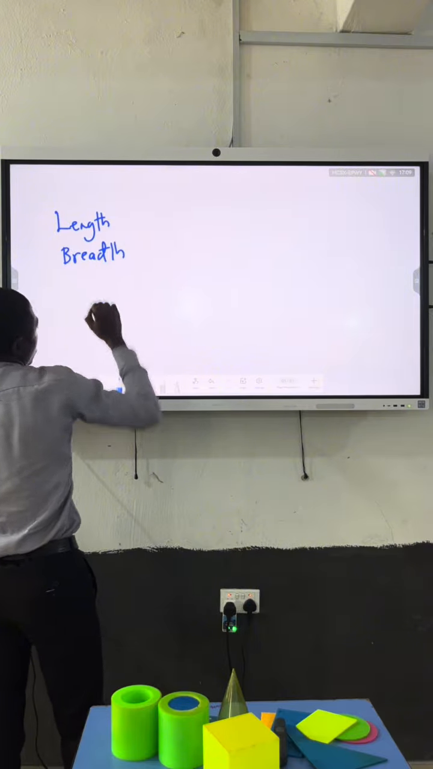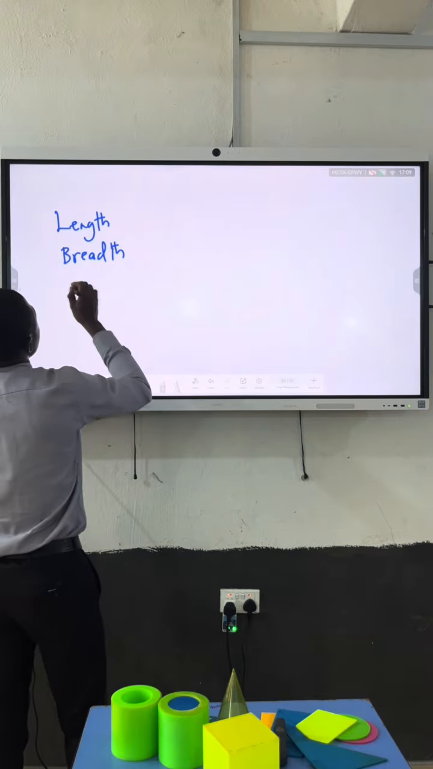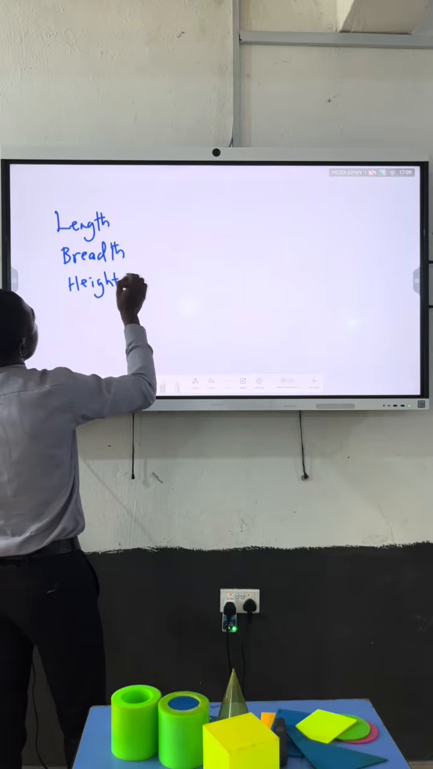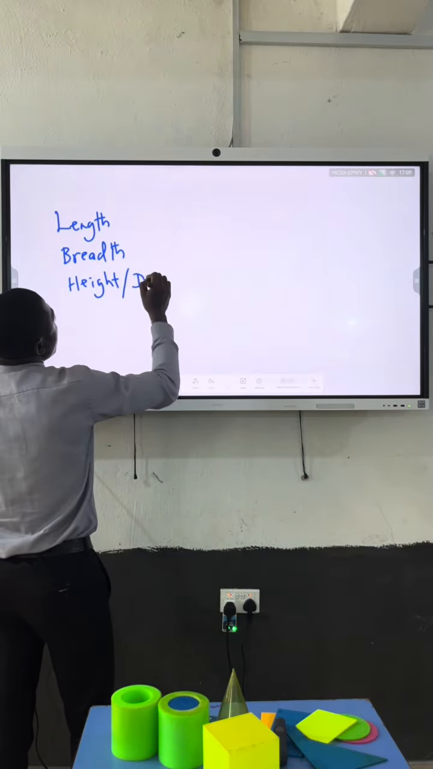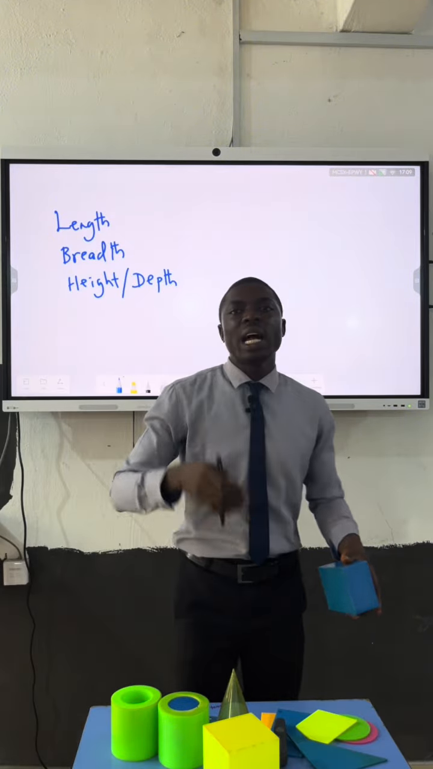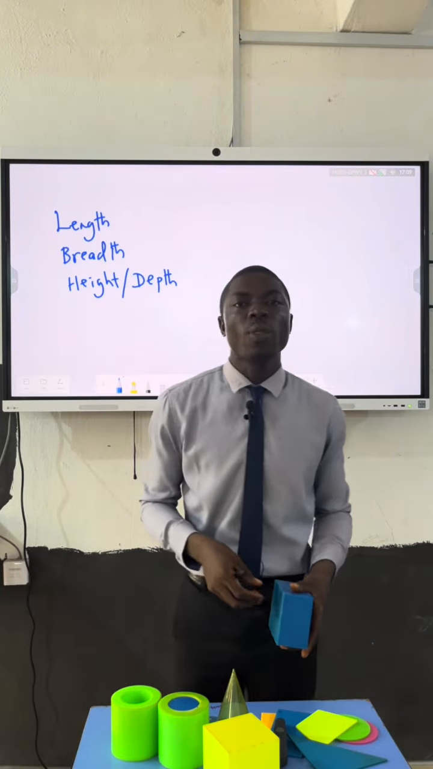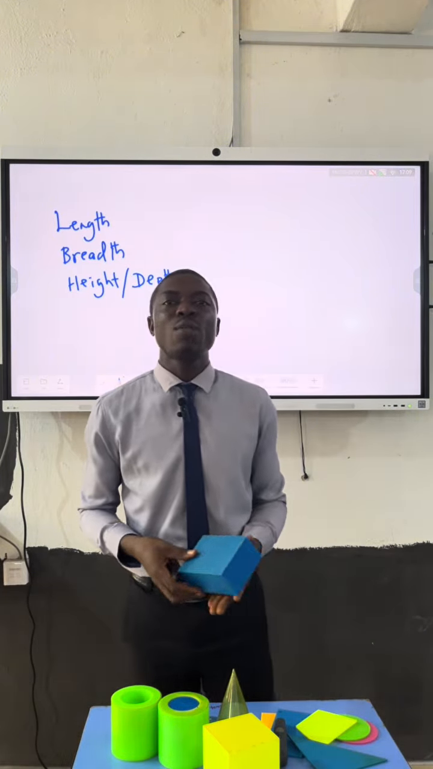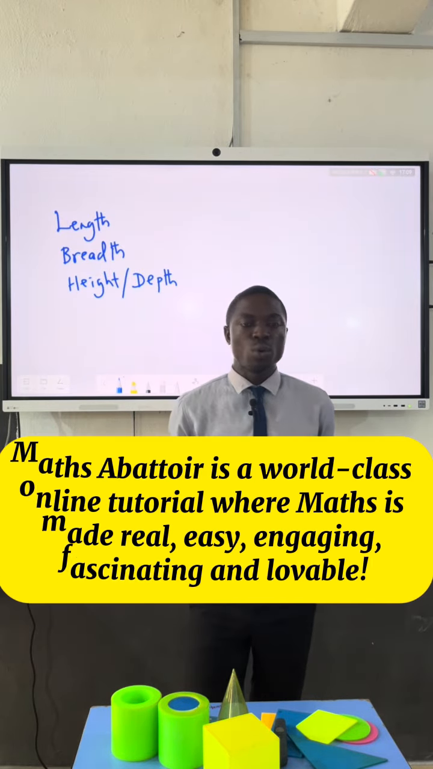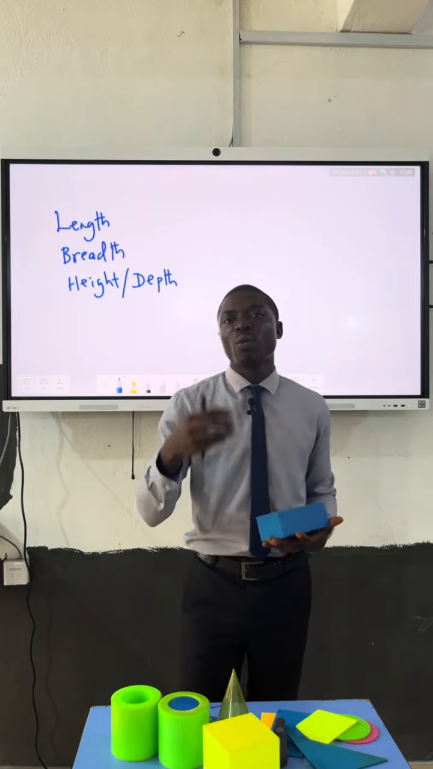breadth, and then with respect to height. Or we can talk about the depth of the shape, meaning that every solid shape has volume. And all the physical shapes we have all around us in our schools, in our houses, and in our neighborhoods, all of them are examples of solid shapes.